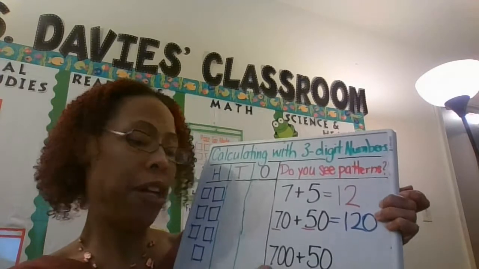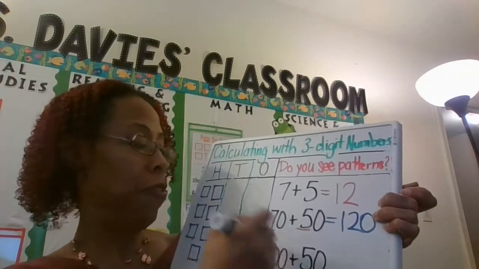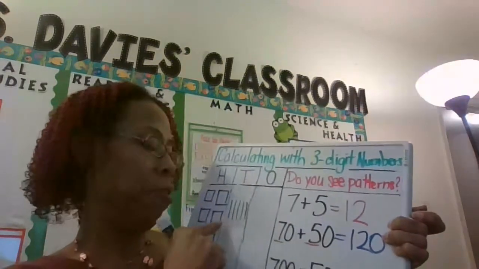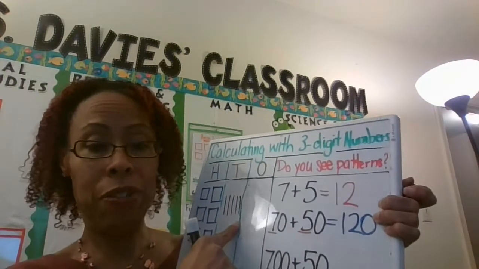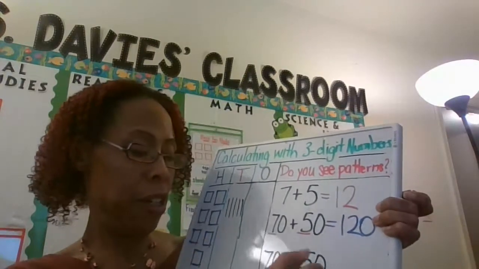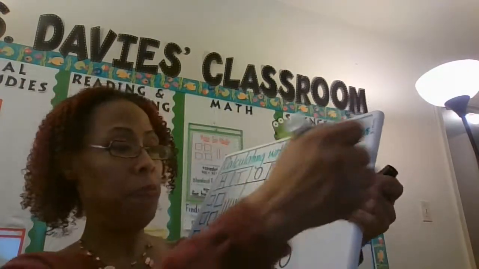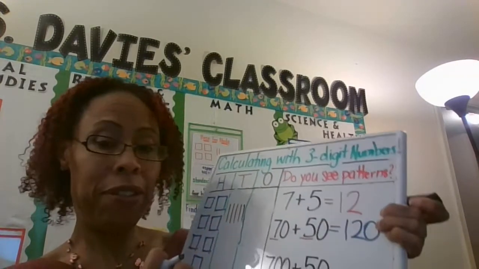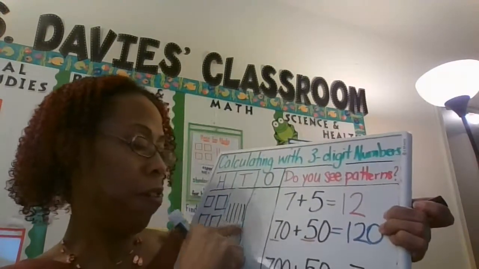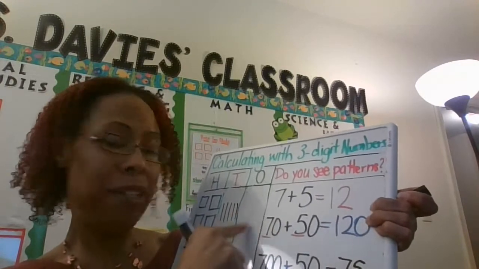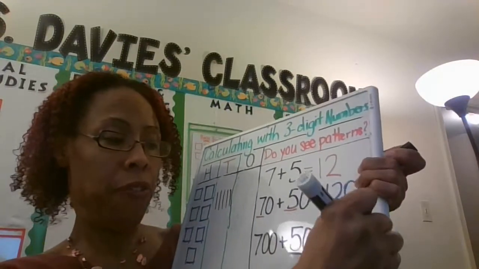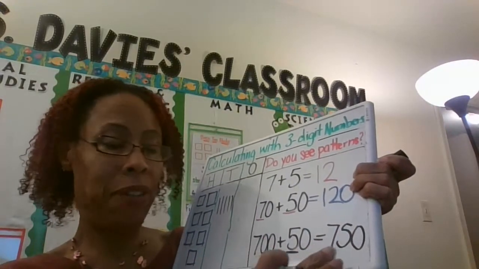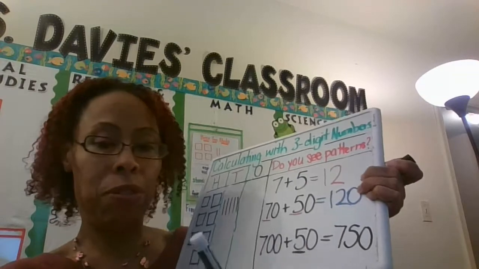The value of the 5 in the tens place is 50. So 1, 2, 3, 4, 5. That would be 10, 20, 30, 40, 50. The value is 50, but there are only 5 tens. Okay? So let's write what the answer would be. That's 1, 2, 3, 4, 5, 6, 7 hundreds, 5 tens, and remember that very important placeholder there is 0 ones. All right, so we read that number as 750. 700 plus 50 equals 750.